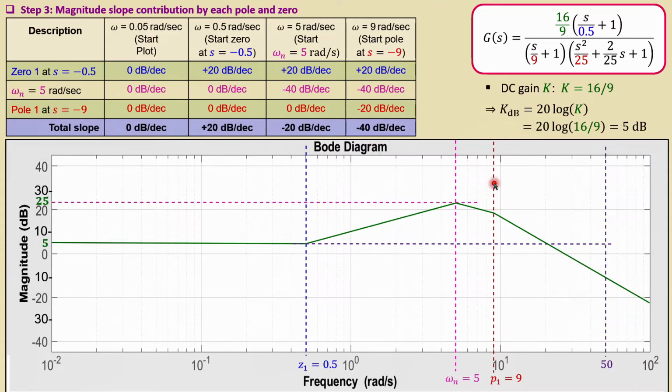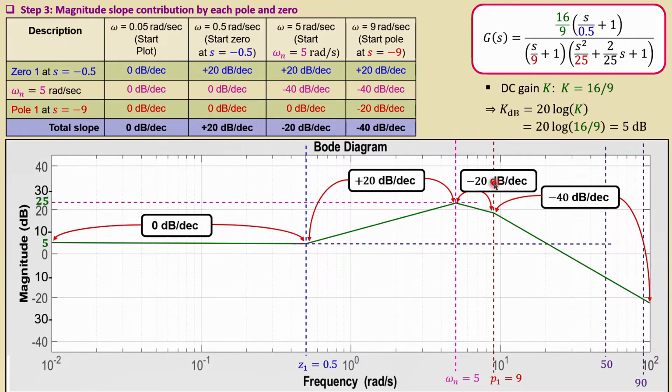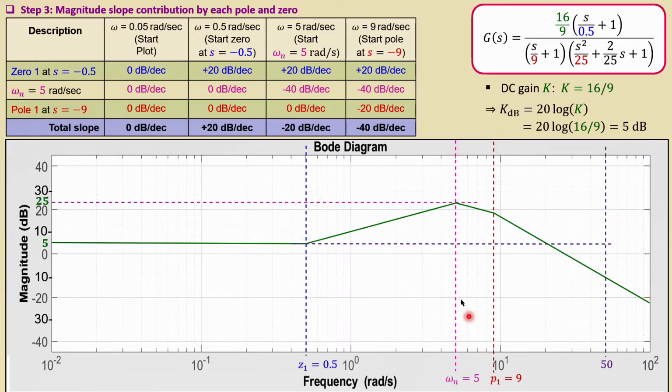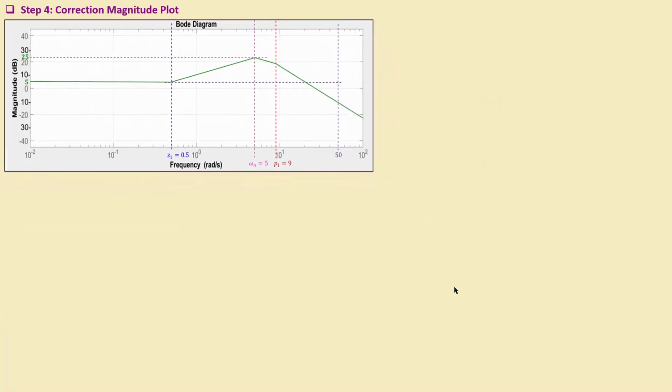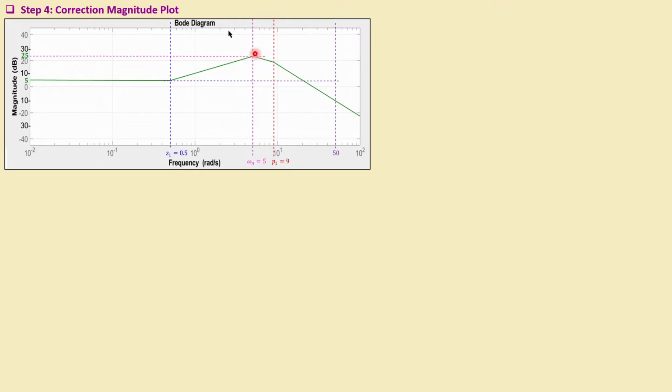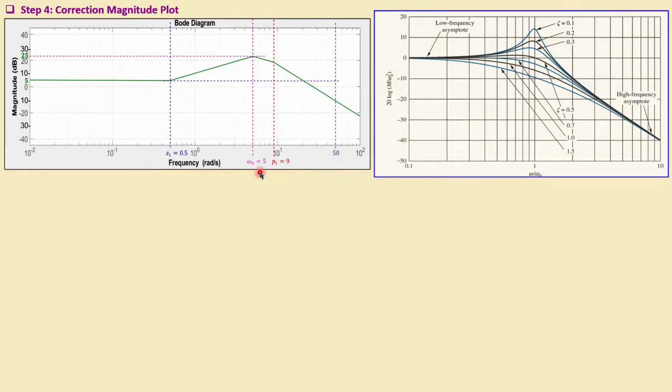Okay, then that is the total plot. So we have for each section the magnitude plot given. Of course, we need to check this later, and if necessary make some corrections on it, because we have some complex poles. Now let's look at the correction, because this omega n is due to that complex pole, so we need to look at that more carefully.